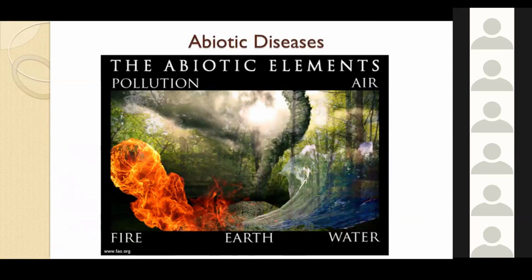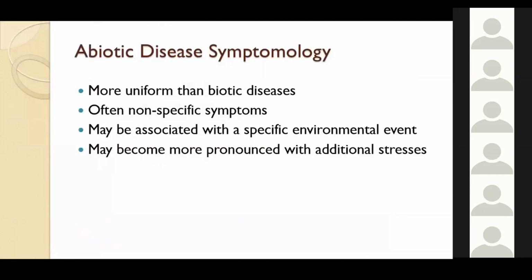Now we'll discuss some of the abiotic diseases that you may see. Abiotic diseases can be caused by any one of these things. Pollution, such as smoke damage, can cause issues on some plants. Water issues, is it too wet, is it too dry? Like that. And again, thinking about how the symptomology of abiotic diseases tends to look.